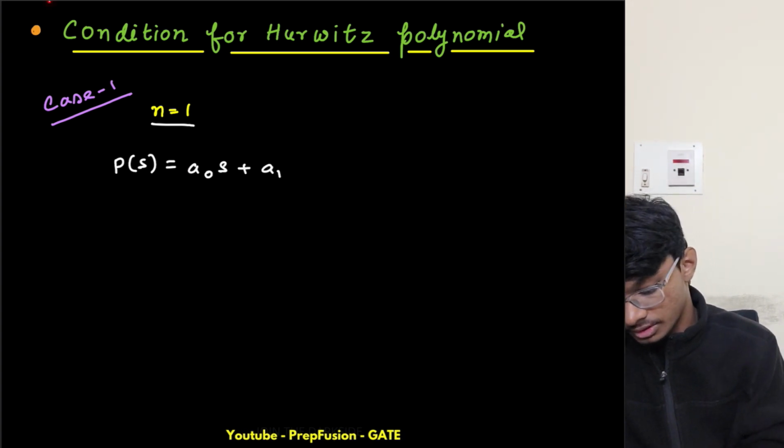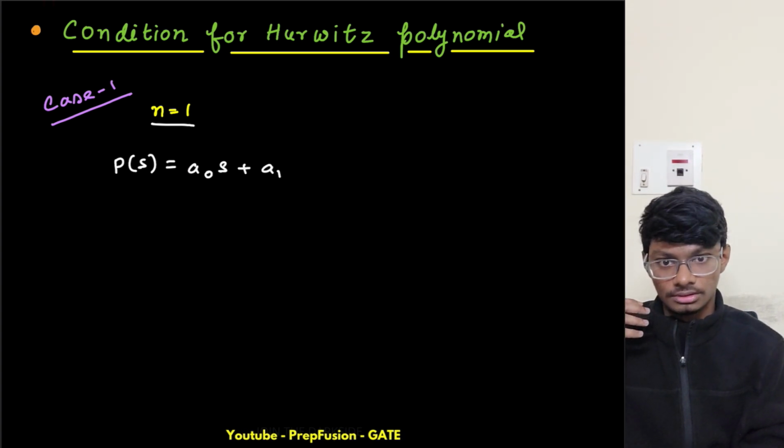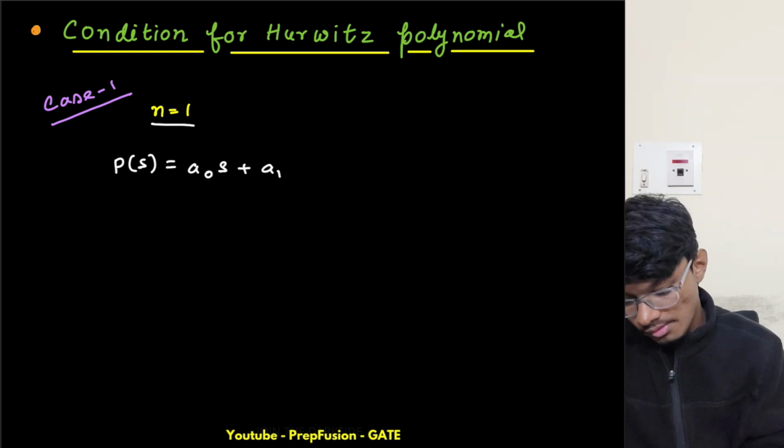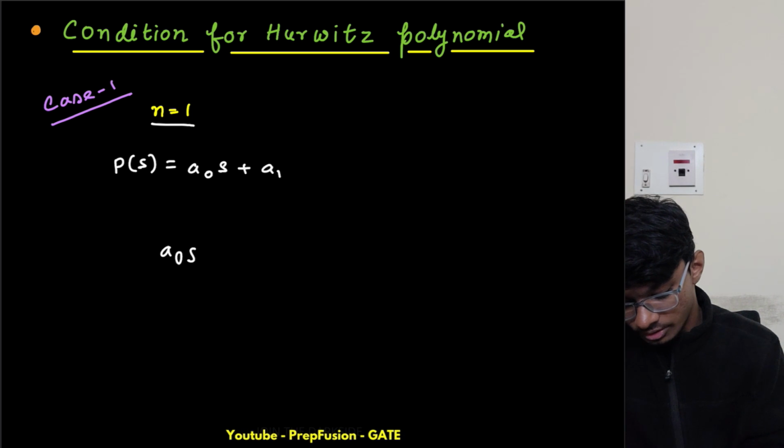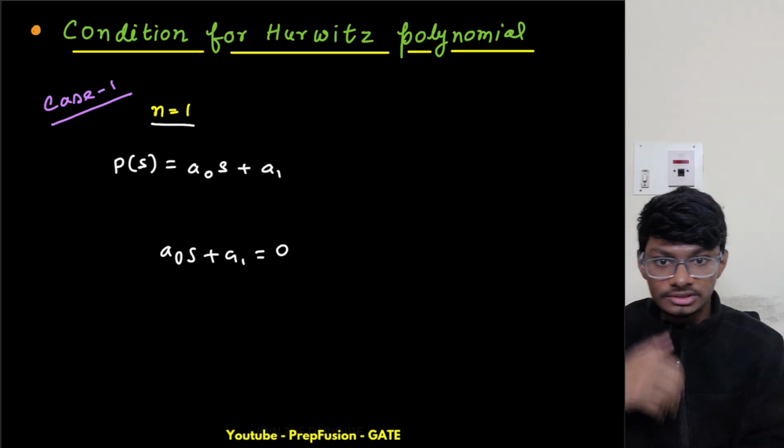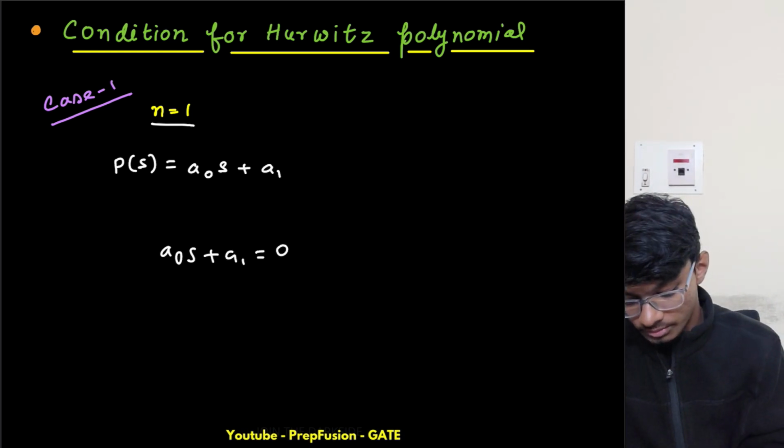Okay, so let me tell you why. This will be equal to 0, right? a0 s plus a1 should be equal to 0. That's how we find the roots, right? So my s will be equal to minus a1 by a0.